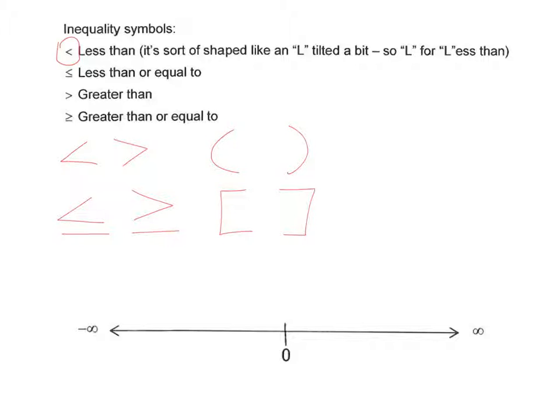Also, when describing inequalities whose graph is an arrow continuing forever to the left or forever to the right, we'll be using infinity. On a number line, forever to the left is negative infinity, and forever to the right is positive infinity.